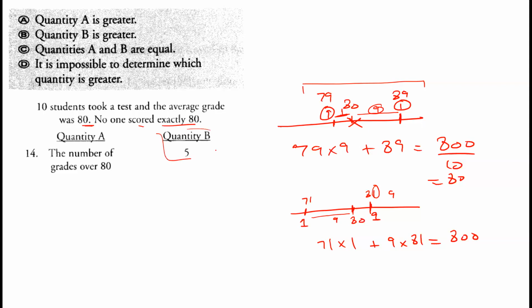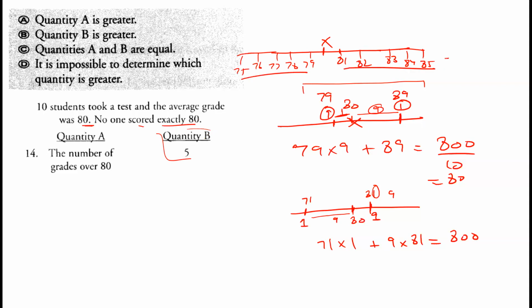Or again, this can also hold true: students have scored 81, 82, 83, 84, and 85, and none of them scored 80, and over here 79, 78, 77, 76, and 75. So this will also hold true and you are going to have an average of 80. So we cannot say which quantity is greater, and so on and so forth. So the correct option would be D.